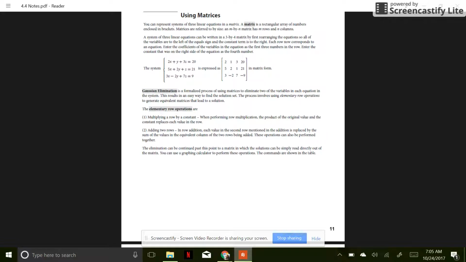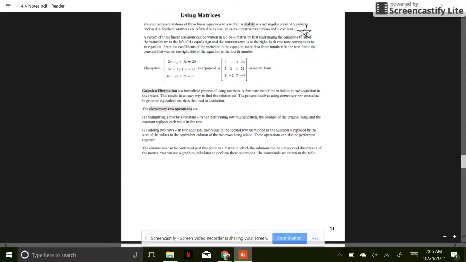So we're going to continue with section 4.4. This time we're looking at matrices. While we were big mean teachers who made you learn how to solve these systems algebraically, there's actually a much simpler way you get to do it, and it's called using a matrix. A matrix is a rectangular array of numbers enclosed in brackets. They're referred to by their size. It's m by n, so m is the number of rows and n is the number of columns.